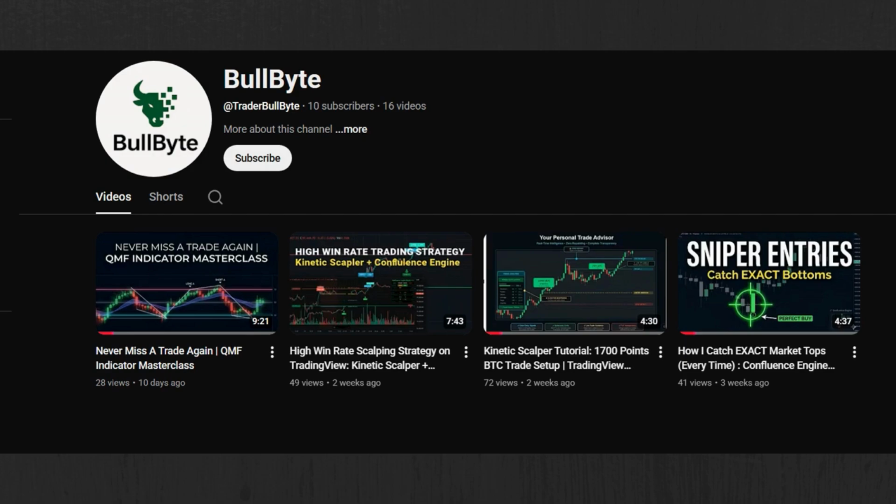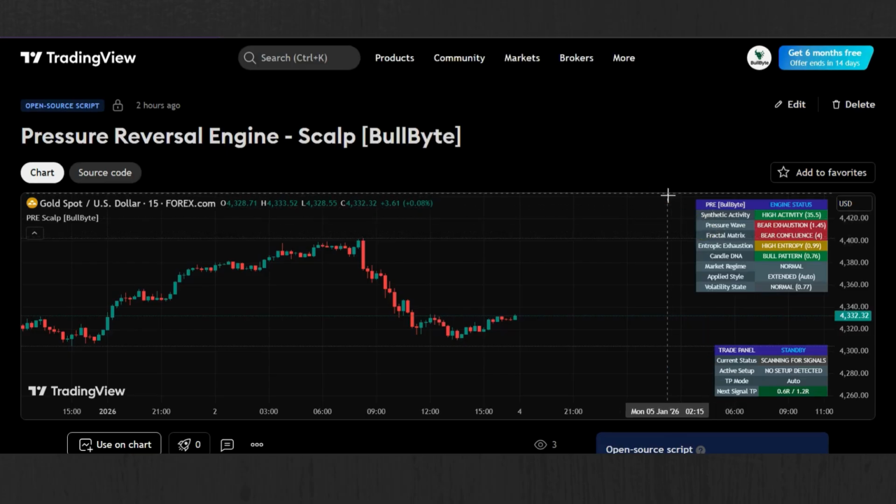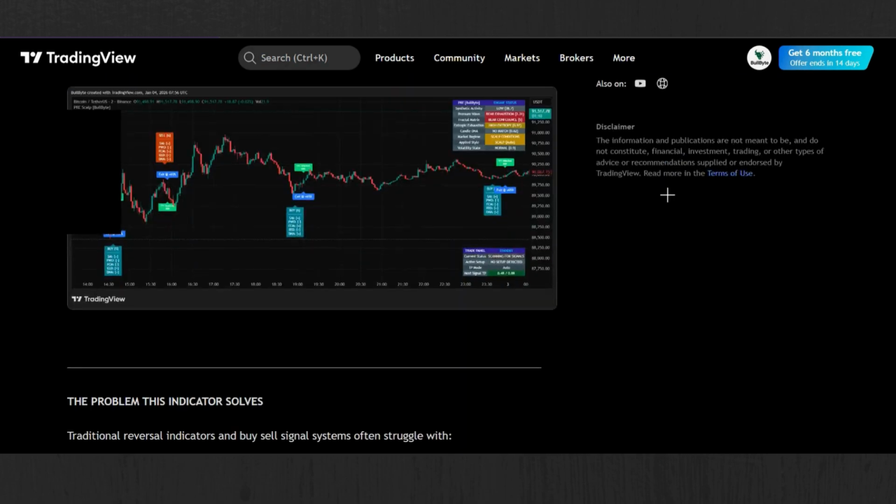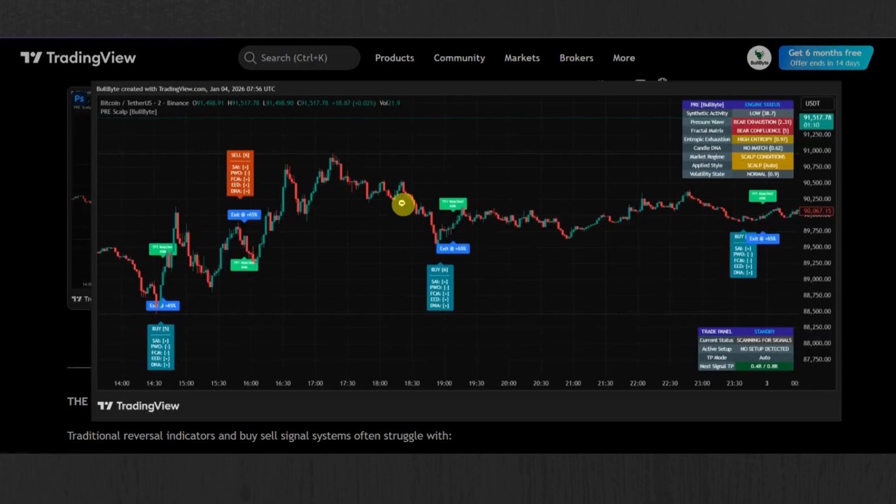Now, let us get into today's video. Today, I am introducing a brand new release called the Pressure Reversal Engine, or PRE for short. So why did I build this indicator? Because most reversal indicators out there have some real limitations.